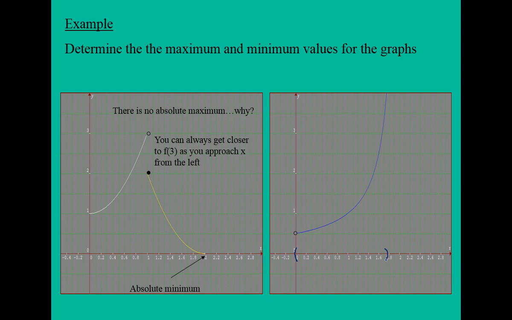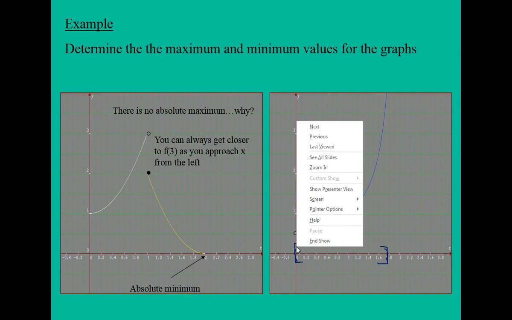And as we approach 0 from the right, we're not going to have a minimum value for the same reason we didn't have a maximum value on the last graph. So does this break the extreme value theorem? No, this one doesn't either. This one is not on a closed interval. 0 is not included, 1.8 is not included, therefore it's not on a closed interval, so it doesn't break the extreme value theorem. We don't have to have an absolute maximum and absolute minimum value.